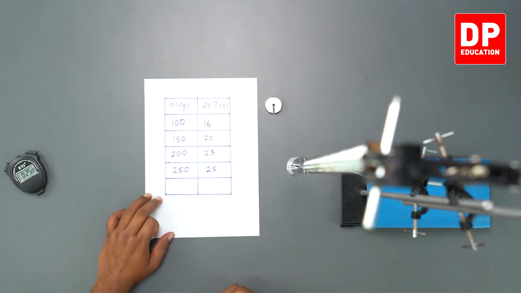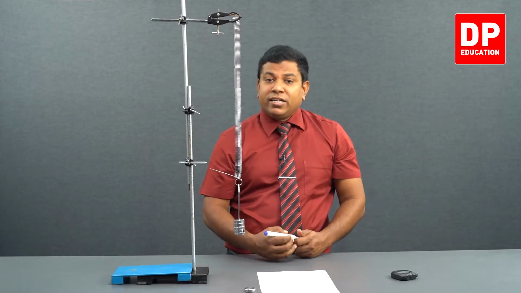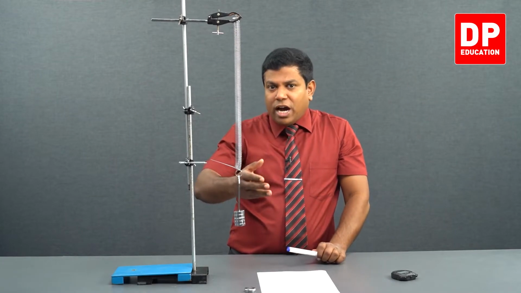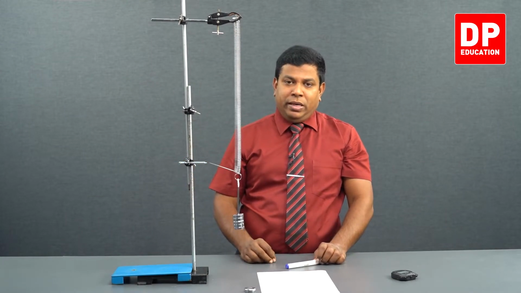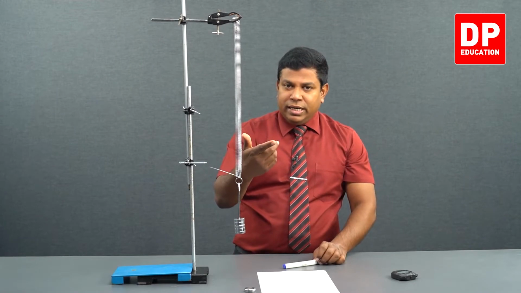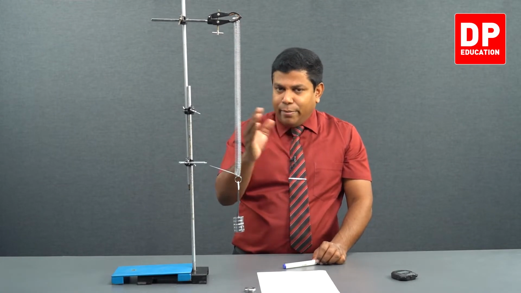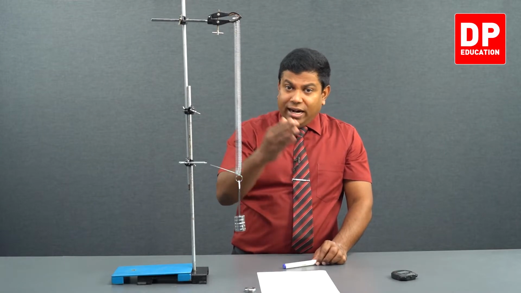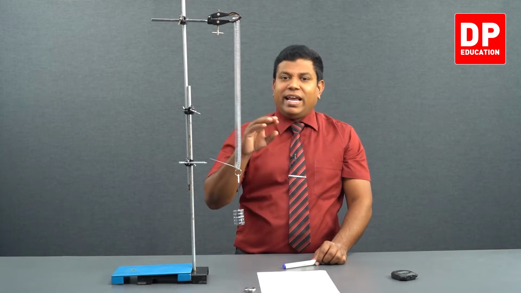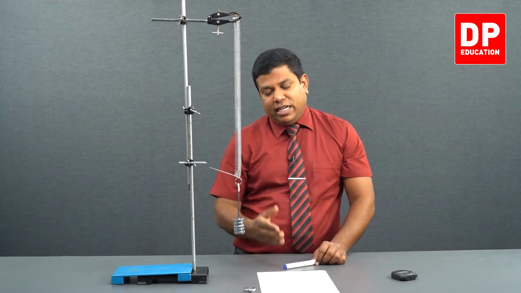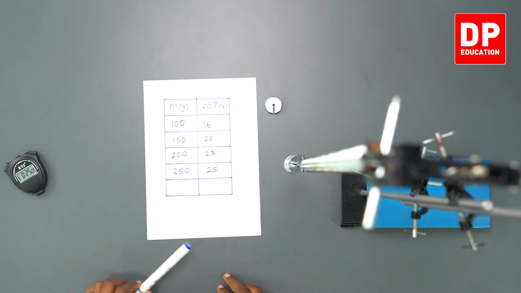So you can see when the mass increases, time also increases because T squared must be proportionate to M. So if M doubles, T will not double, T squared has to double. So T and M are not proportionate. T squared and M are proportionate. However, when M increases, T also has to increase. We can clearly identify that here.